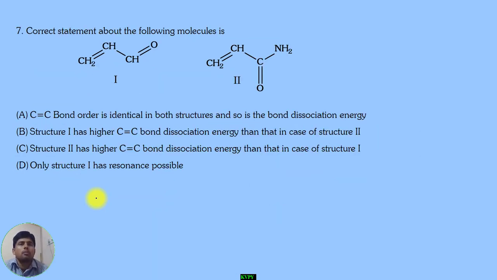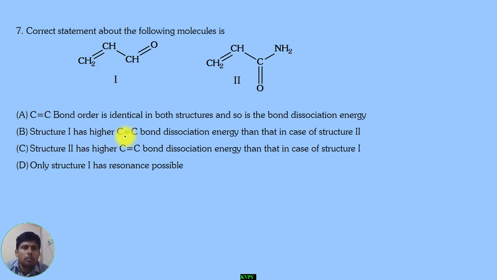Correct statement about the following molecules is. So these are conjugated molecules. Let us see the statement. C double bond C bond order is identical in both structures and so is the bond dissociation energy. This is the first statement.